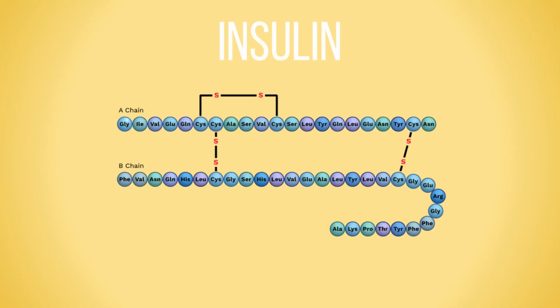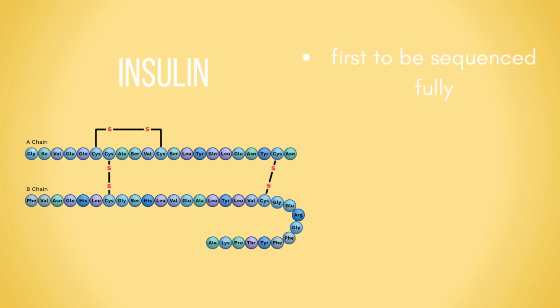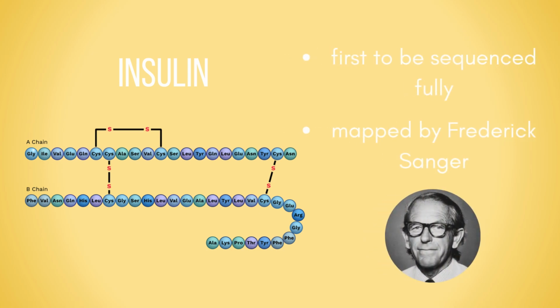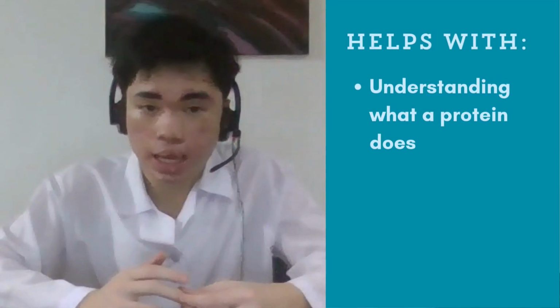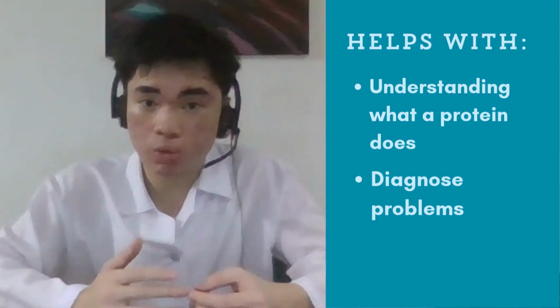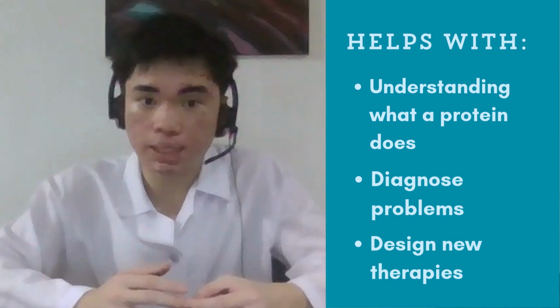Now, let's look at another real world protein, such as insulin. Insulin is a hormone that regulates our blood sugar, and it was actually the first protein scientists ever sequenced fully, thanks to the work of Frederick Sanger. Knowing a protein's primary structure, such as insulin's, helps scientists understand what it does, diagnose problems when something goes wrong, and even design new therapies.